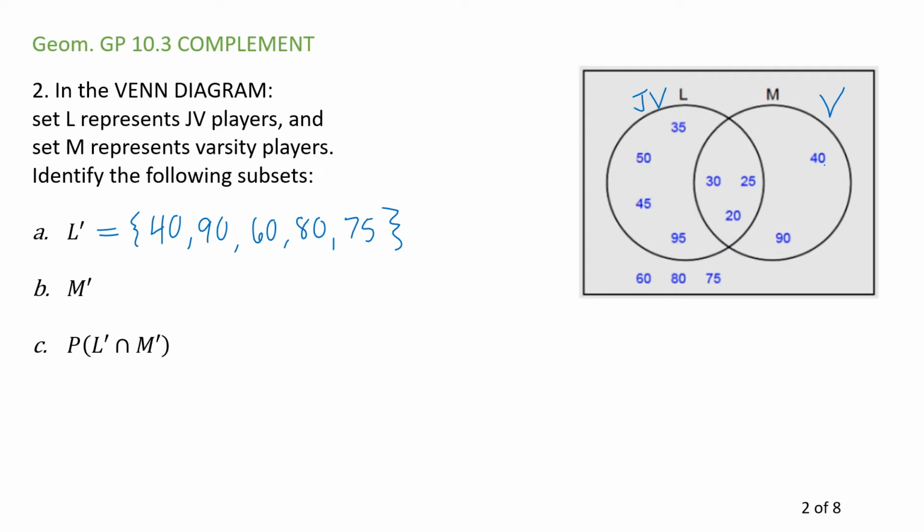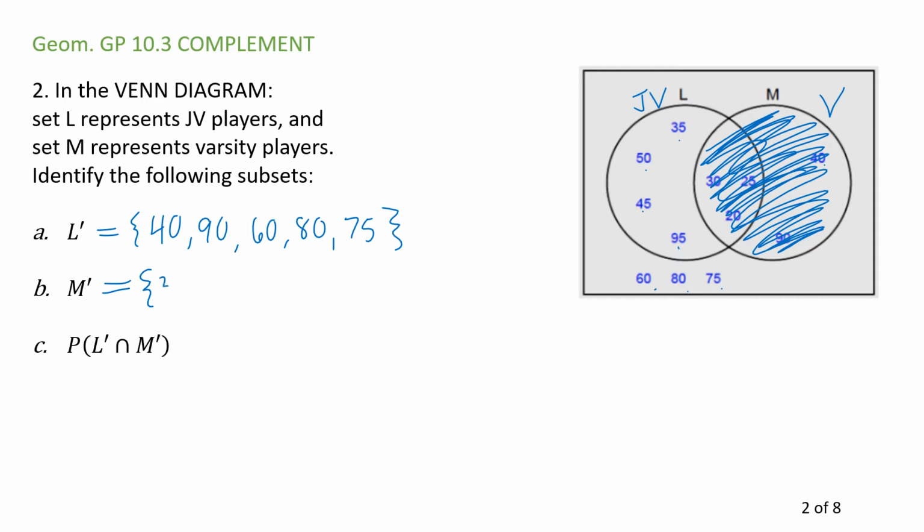We'll do the same thing for M. So I'm going to mark out the circle M, and my complement of M is basically everyone that I can now see, everyone that's not in that circle. So it doesn't matter where they are. I've got a total of 7: 35, 50, 45, 95.